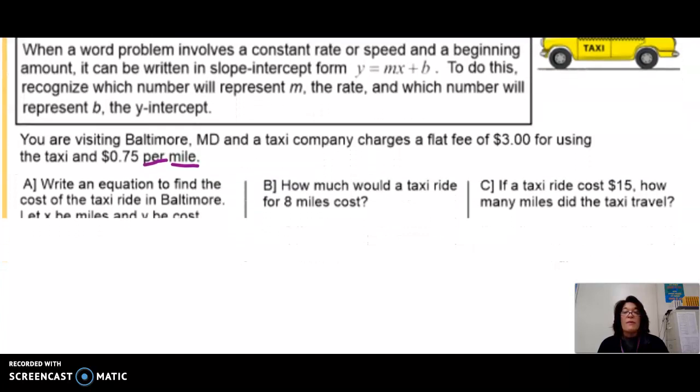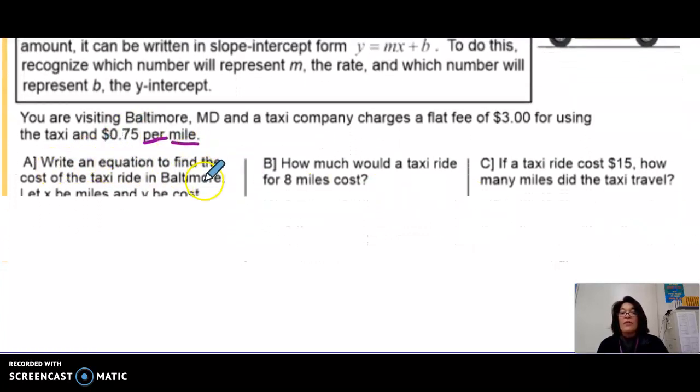It depends on the number of miles. So we're going to write an equation to find the cost of the taxi ride. We're going to let x be miles and y be the cost. So the cost is, let's see, it's $3 just to get in the cab. And that's the only time that I pay that $3, once. And then I pay the 75 cents per mile.